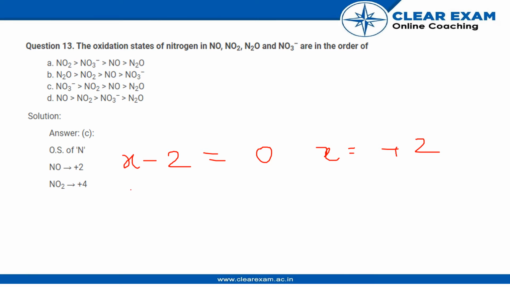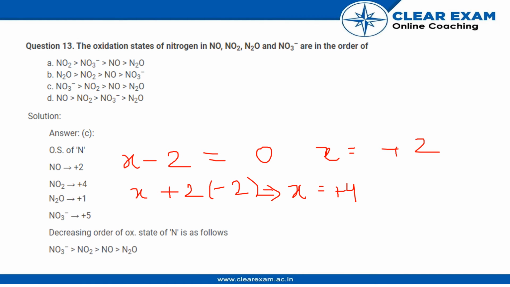Similarly for NO2, this is x plus 2 times minus 2, because there are two oxygen atoms, but the oxidation state of oxygen is the same. So the oxidation state on the nitrogen atom becomes +4.